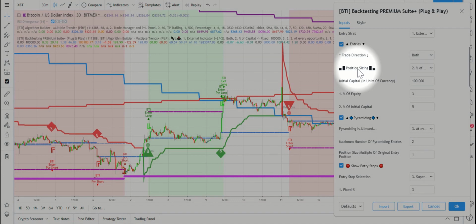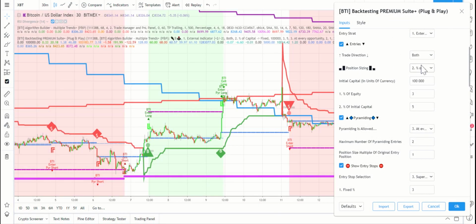Position sizing. For your simulation, select the position sizing, in percentage of equity, or initial capital.